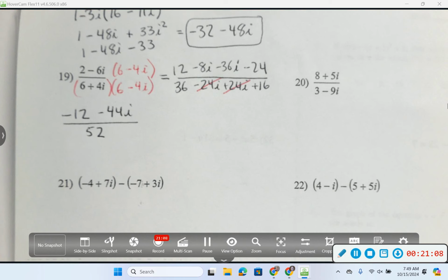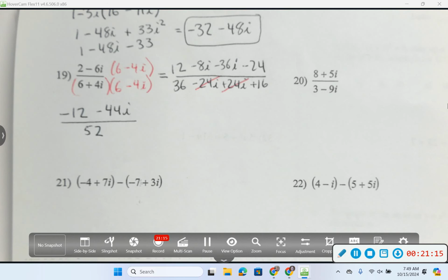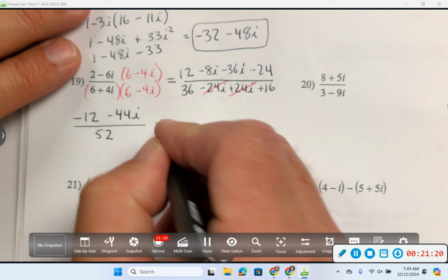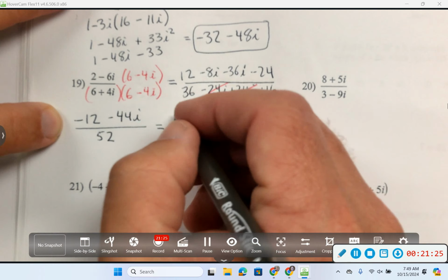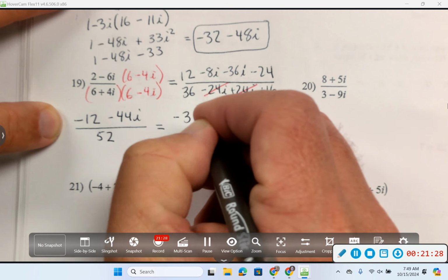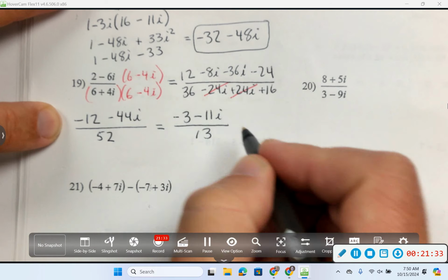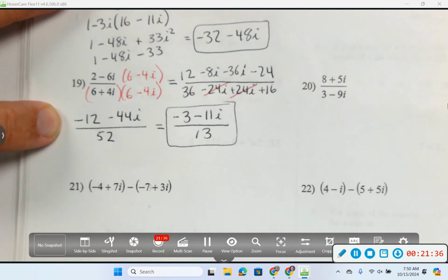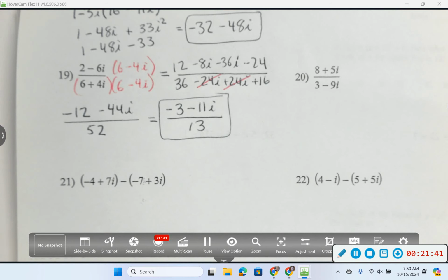You can simplify that. What's the biggest number that goes into all of those things? 4. If you don't see the 4 and you do the 2 first, that's fine. Just make sure you do 2 again. But somebody saw the 4, so let's do by 4 first. So negative 3 minus 11i over 13. Again, not terrible, but a lot of little baby steps in there. Just be careful.